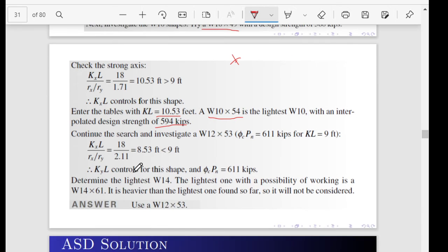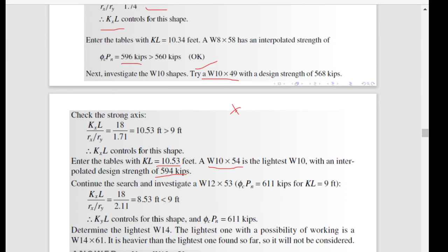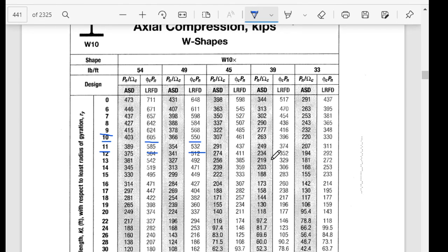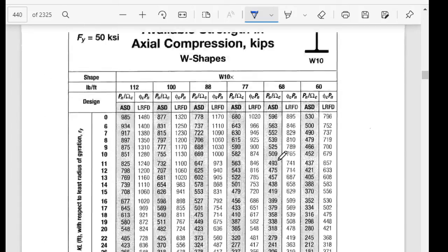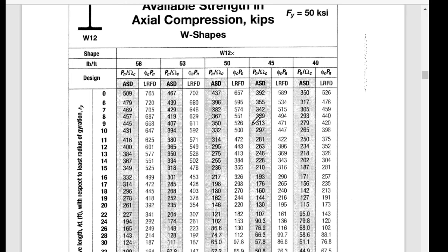Then we again continue searching. Continue the search and investigate using the W12 shape. Then we assume KL is equal to 9. The lightest W12 shape that is slightly greater than the factored load. For W12, we assume a value of KL 9, using the weak direction.